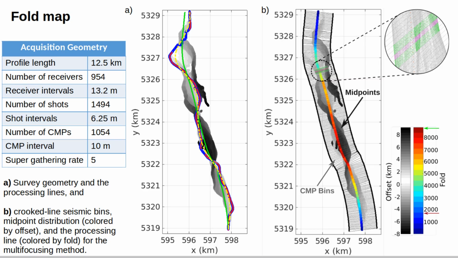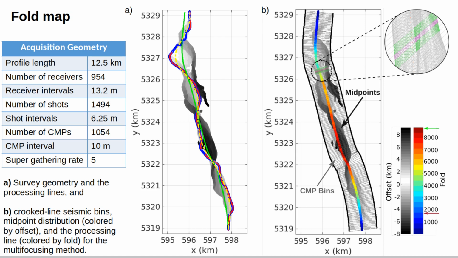This table summarizes the acquisition geometry information. The profile length is about 12 kilometers and the source and receiver intervals are about 6 and 13 meters respectively. Also, the CMP interval is exactly 10 meters. The left figure shows the acquisition geometry with the sources in red and receivers in blue. Midpoints are colored by the offset distribution.